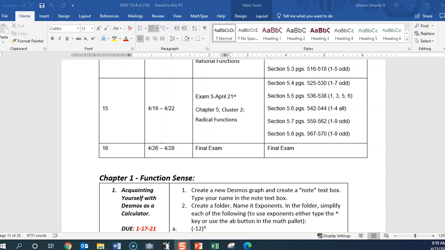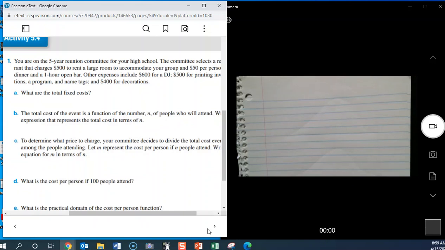Okay, so we're going to start on section 5.4 on page 525. As you see, we have problems 1 through 7 odd. The homework actually starts on page 525, but we're going to start on page 527 because I'm going to do problems 3 and 5. As we've done before, you will copy those down, and then you will also do the remaining problems for this section. So let's go to page 527.